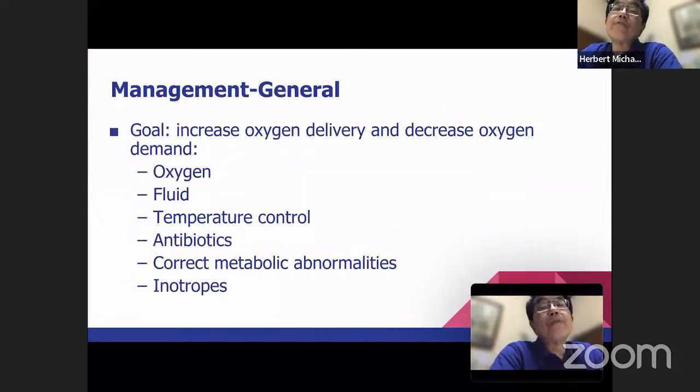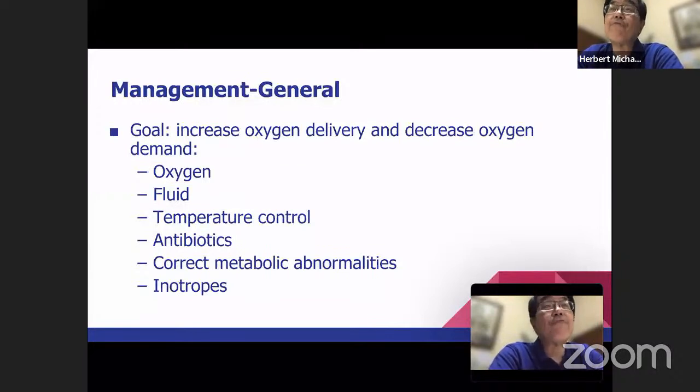So the goal in the management of patients with shock would, of course, be to increase the oxygen delivery and to decrease the oxygen demand. So obviously, we give a little oxygen, even if the sats are still 100%, with a patient that is very tachycardic, tachypneic, a little oxygen will always be helpful. We have to give fluids. We have to control the temperature. We'd never like children who are highly febrile. We need to give our antibiotics as soon as possible the moment we consider an infection. And we have to correct the metabolic abnormalities like hypoglycemia or the electrolyte abnormalities, hyponatremia, hypernatremia, hypokalemia, and hypocalcemia.